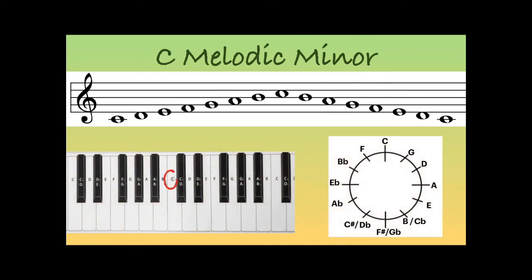Step 2, find the relative major. 1, 2, 3 half steps up. Is this a D sharp or is it an E flat? Which one exists on our major circle of fifths? The answer is E flat, which has 3 flats in the key signature. What are the first 3 flats in our order of flats? B flat, E flat, and A flat. Let's put them on our scale.